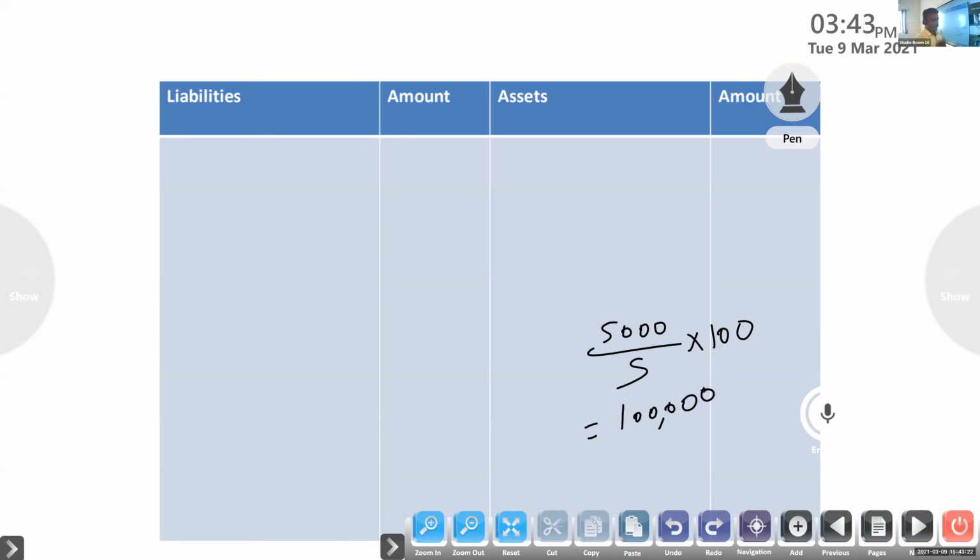Okay. So interest on investment is given, but they didn't mention the value of investment. If it is given, no problem. If it is not given, we have to calculate the amount of investment. Amount of investment is equal to this 5,000 into 100 divided by 5. If it is 10%, then divided by 10 into 100. 5,000 is 5%, so we have to calculate 100.